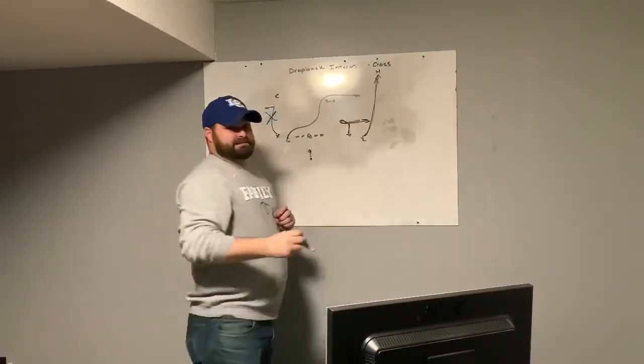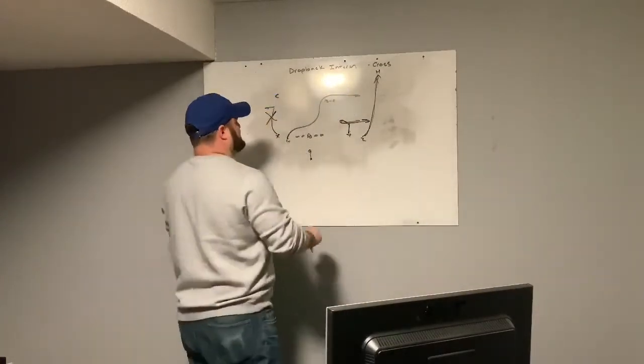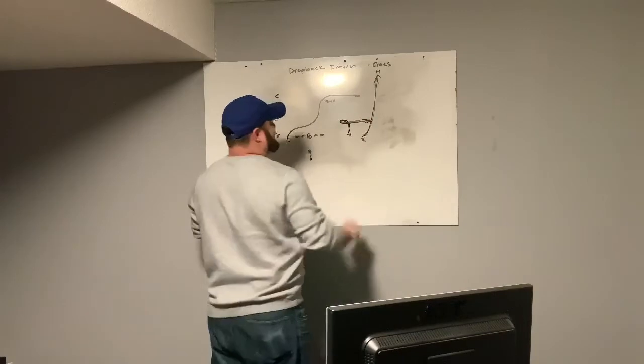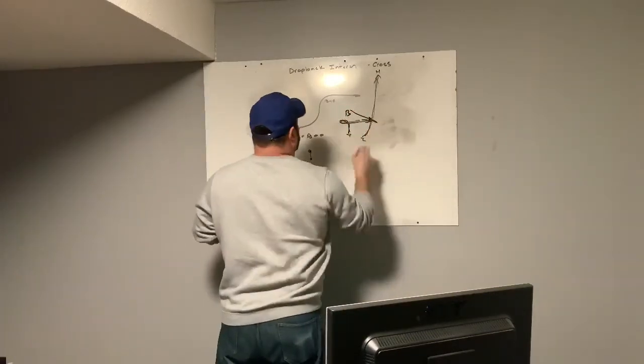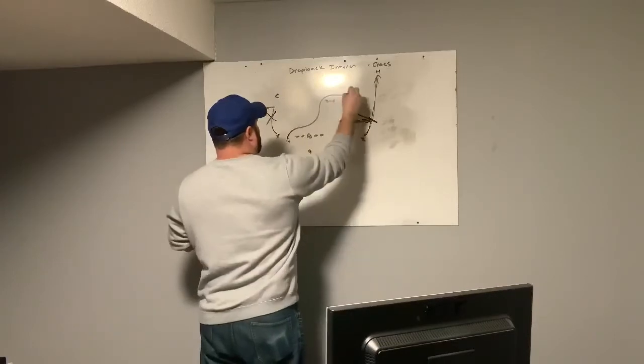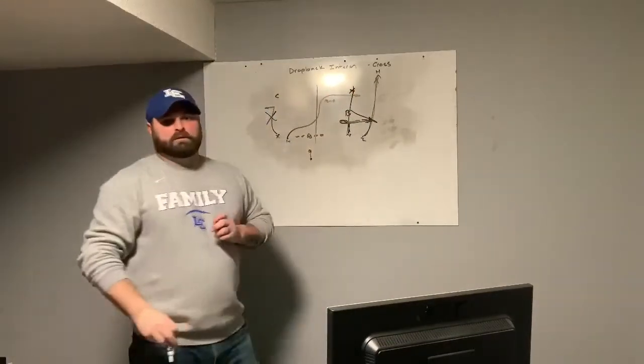He never passes up an open receiver. That's the most important part about this. Never pass up an open receiver. If the flat is open, we take it. If the flat is covered, that means that backer went with him, okay? And now we're throwing this cross in the window here, okay?